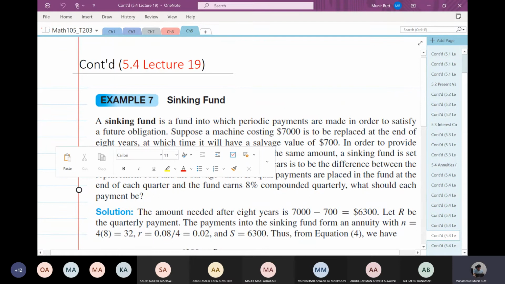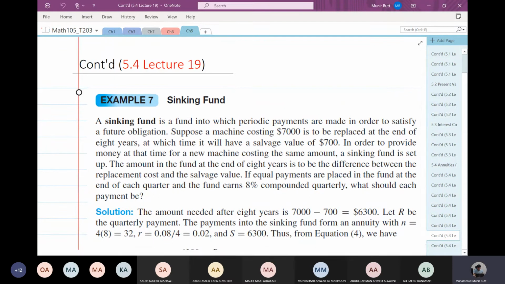So there is also a very interesting thing. We call it a sinking fund. Sinking fund means it is sinking, like in the sea. A sinking fund is a fund into which periodic payments are made in order to satisfy a future obligation. So if there is some obligation, something that we have to fulfill, we need to put some fund aside to fix it.